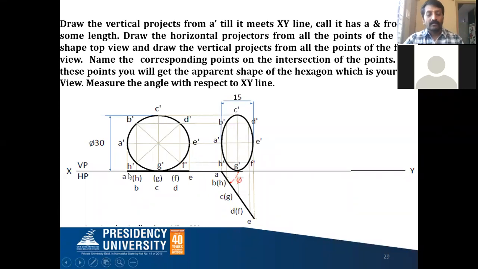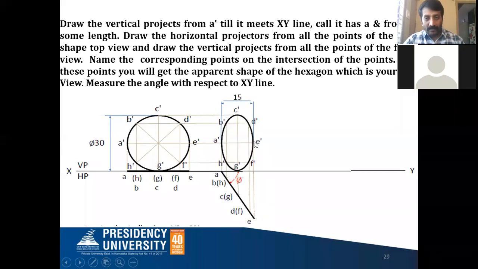Now you take this front view distance, that is A dash E dash, with the help of your compass. With A as the center, you cut the E dash vertical projector line you have drawn, and wherever it cuts, that is your point E. Once again I'll repeat it. First you draw the vertical projector from A dash, and wherever it meets the XY line, you call that as A.